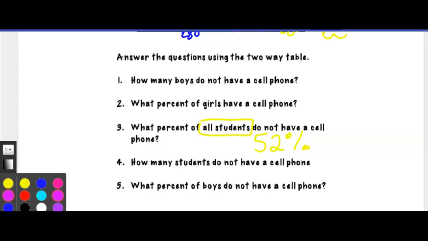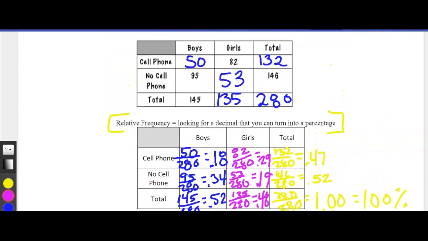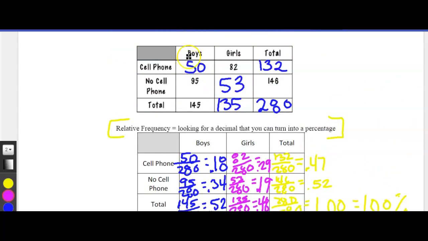Now let's go back to number 1. Number 1 says how many boys do not have a cell phone. It doesn't say anything about percents, it just says how many boys. So I'm going to use the top chart. Boys with no cell phone, that's 95.